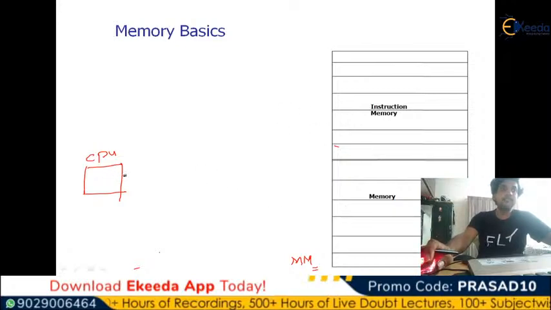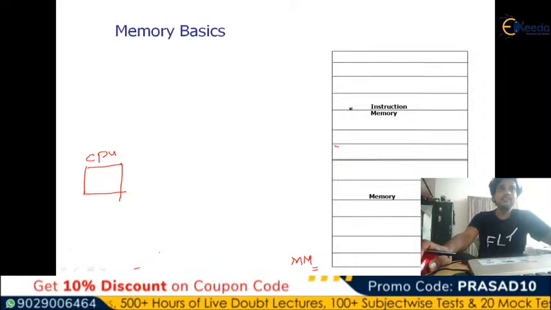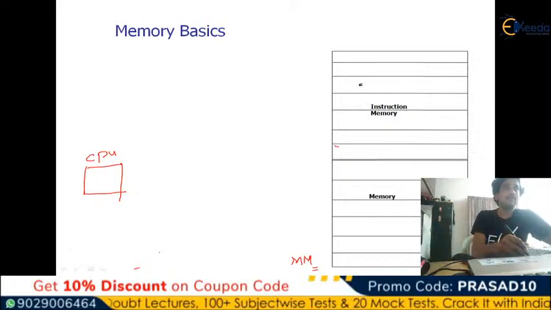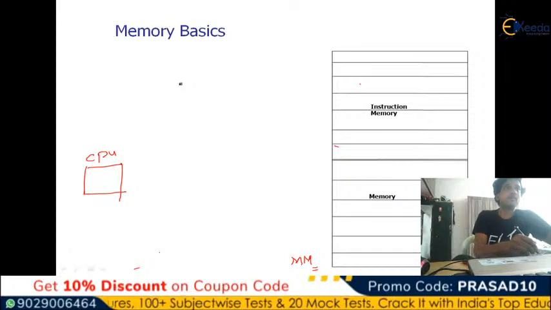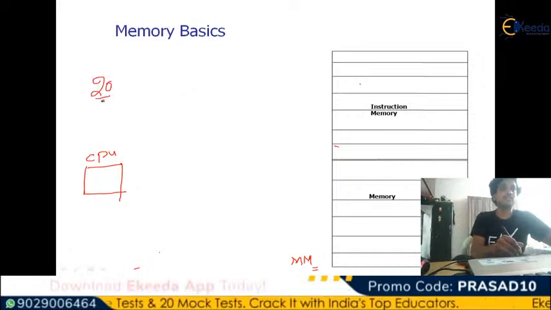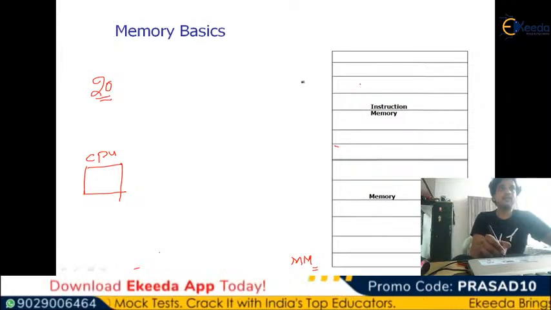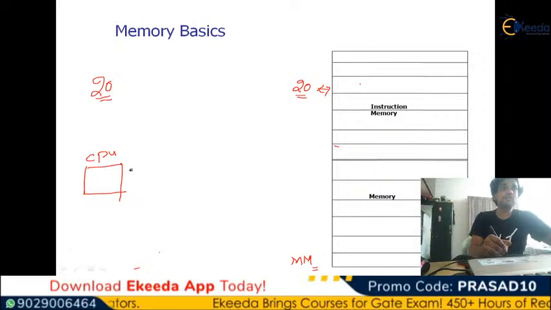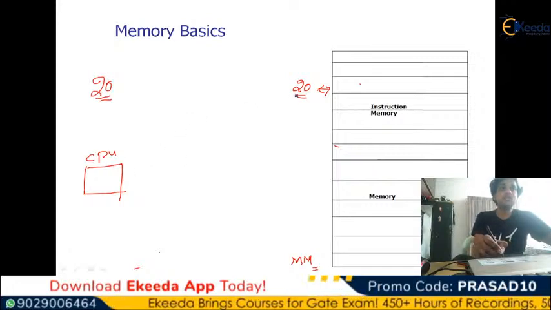For that, the CPU needs to send an address to the memory from which the content can be accessed. For example, the CPU wants to access the content which is available at the 20th address. Under the 20th address, let us say that there is a content. For that, the CPU should send an address reference 20 to the main memory.